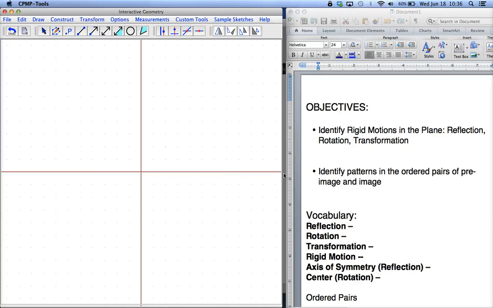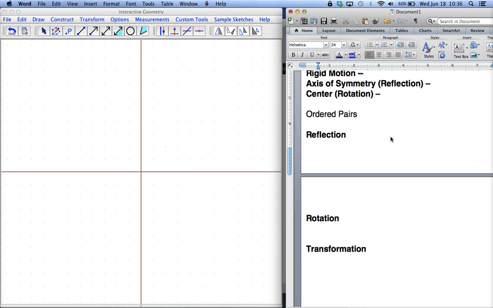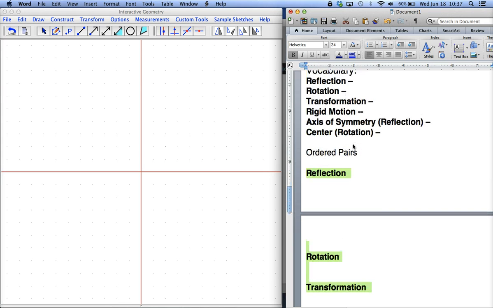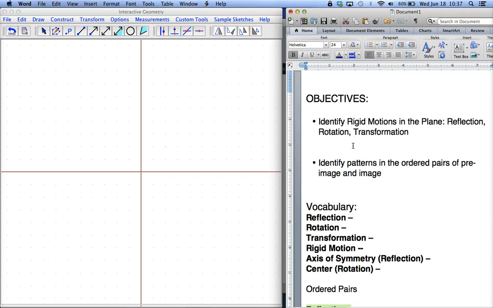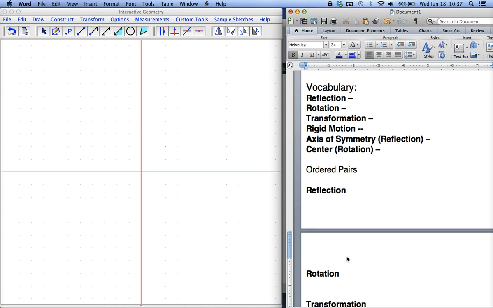The purpose of this lesson is to pin down what we mean by rigid motions. We're going to take shapes and move them across a plane on a graph. We're going to recognize how we can identify those movements and what kind of vocabulary we can use to explain them. And we're going to recognize patterns in ordered pairs. So if I take a point from one part of the graph, how is it going to change when I perform some kind of motion upon it?